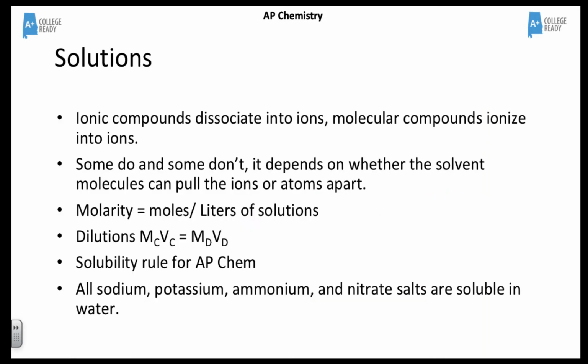When we talk about solutions, we know that there are ionic compounds like salt or calcium chloride, and when those are introduced into water, they dissociate into ions. They're already ions. Whereas molecular compounds like HCl ionize into ions. Even water will ionize into ions a little bit. Some do and some don't. That's why we have soluble things and insoluble things. It's largely a function of, can the solvent molecules pull them apart?